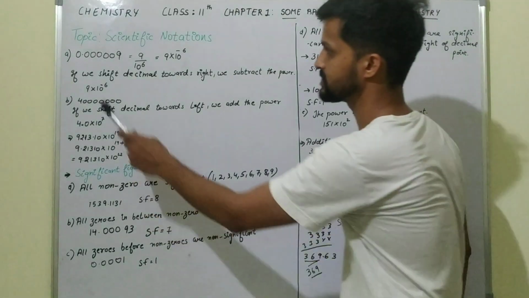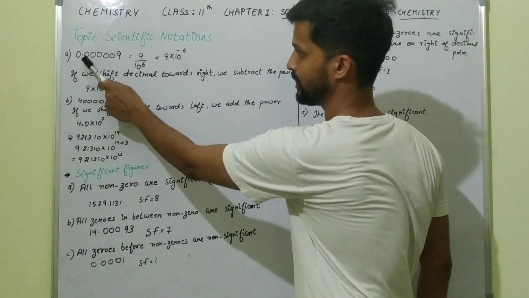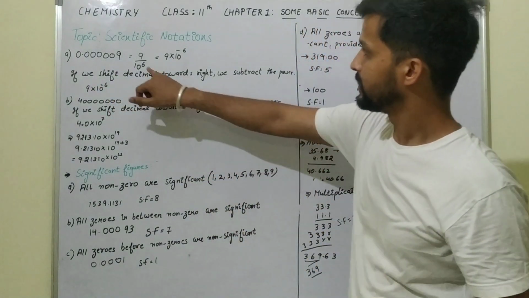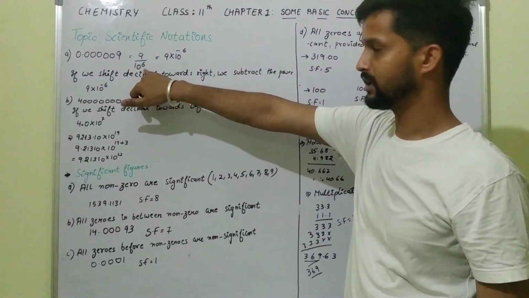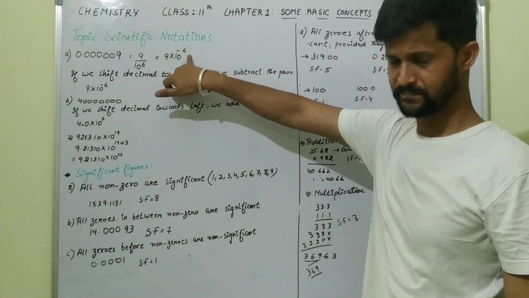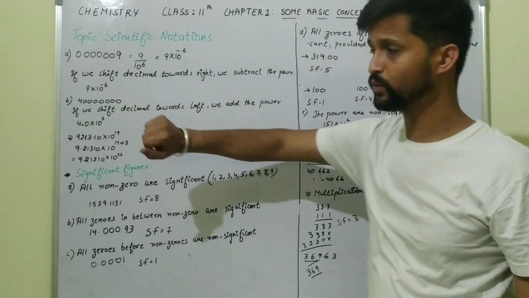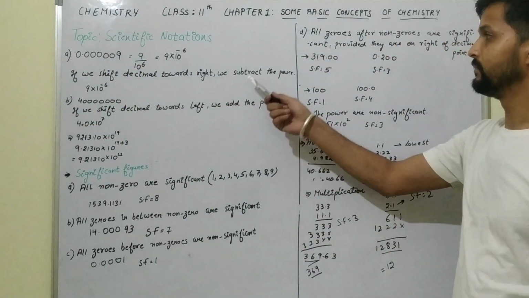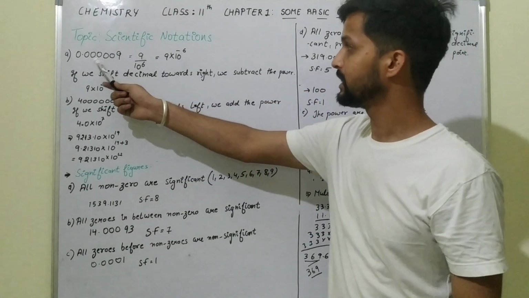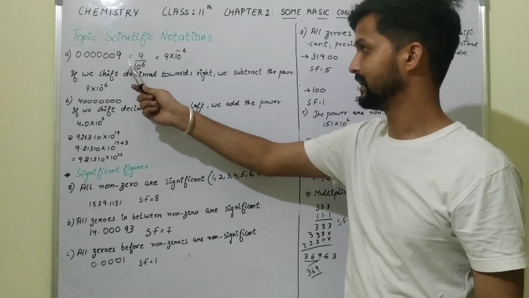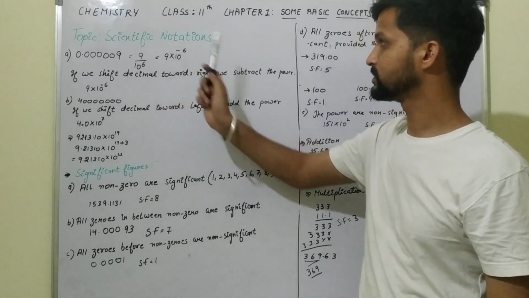Clear? So first of all we have the digit 0.000009. Clear? Here we can write 9 into 10 raised to power minus 6. The simple rule is, if we shift the decimal towards the right, we subtract the power. Here I have shifted the decimal towards the right. Clear? So at that time we have to subtract the power.